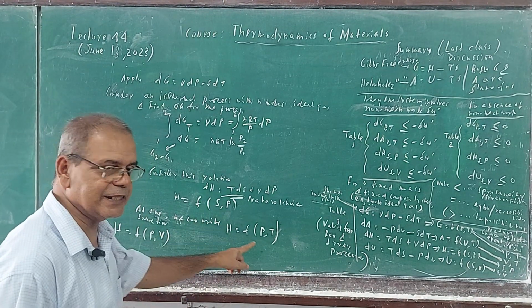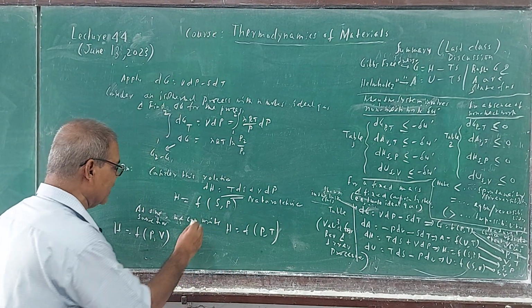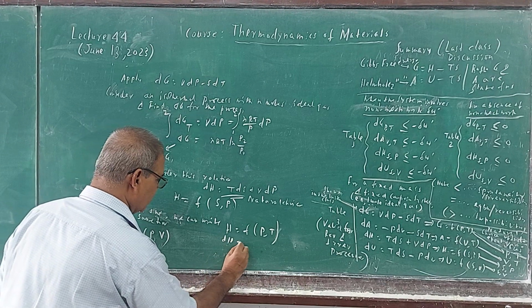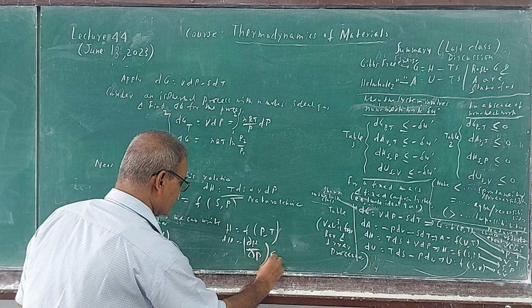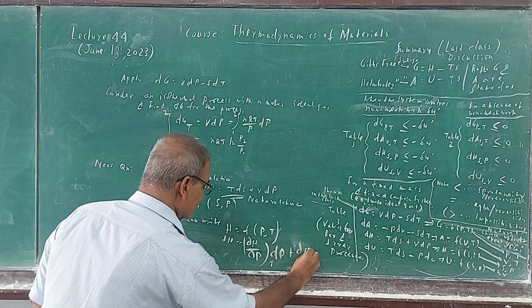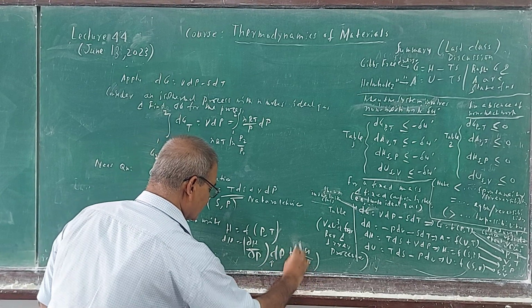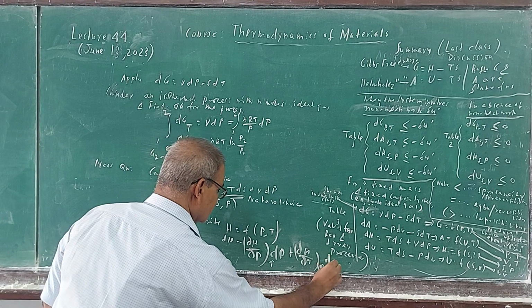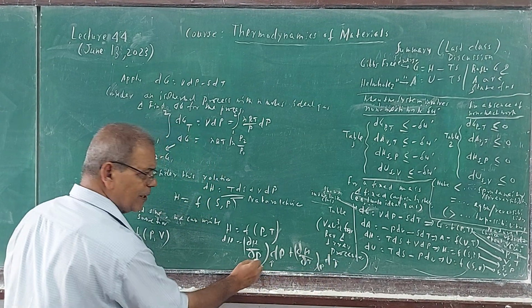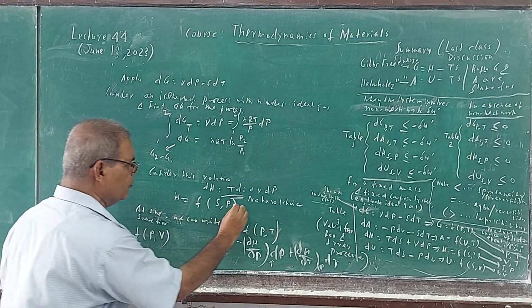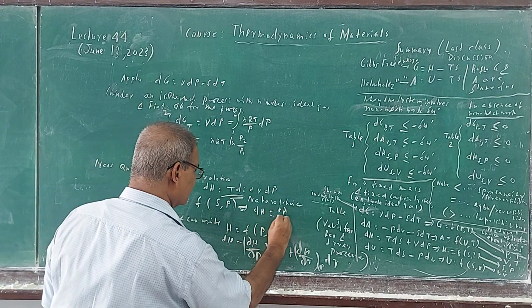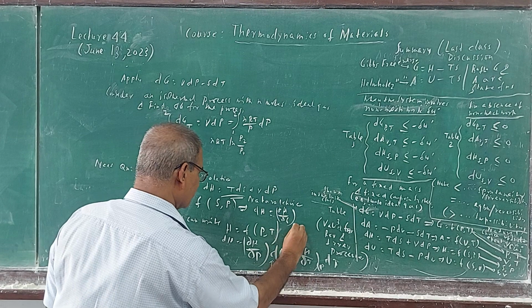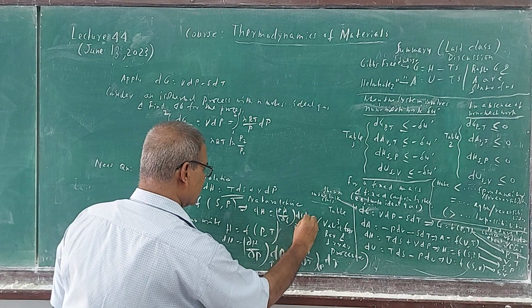Now, see, this is this. How will we proceed here? I'll proceed here: dH is del H by del P at constant temperature dP, remember? Plus del H by del T at constant pressure dT. This is your famous one. Here, how will you proceed? Tell me. Similarly, dH is del H by del S at constant pressure dS plus, I have no space.